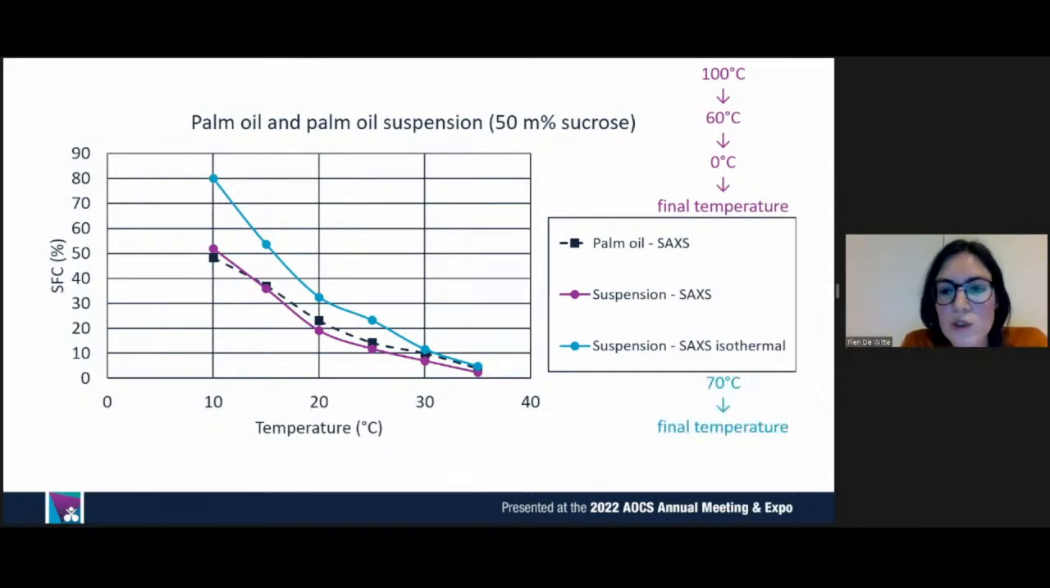On the other hand, we would like to study suspensions as they are. So if we want to do an isothermal crystallization, which is more industrially relevant, for example, we would like to keep the sample first at 70 degrees and then isothermally cool it to another final temperature. In this case, what we obtain is the blue curve. This blue curve clearly has a higher solid fat content than the plain fat. This is of course logical, because when we add the sucrose, we add a large amount of particles, we add a large amount of surfaces to which the palm oil can adhere, and nucleation and crystallization will be enhanced. This graph clearly displays that we cannot just use the solid fat content of a plain fat to mimic the solid fat content of a suspension.